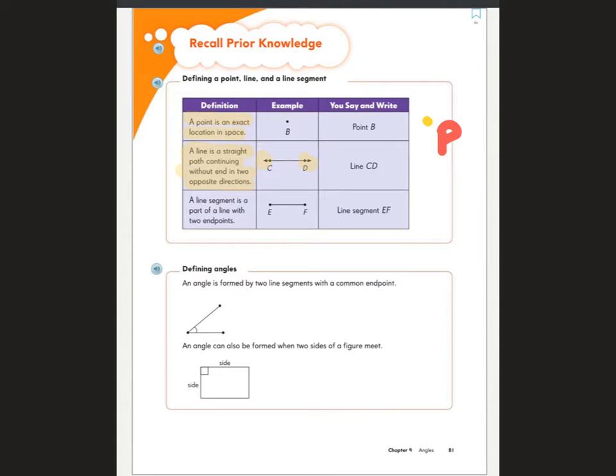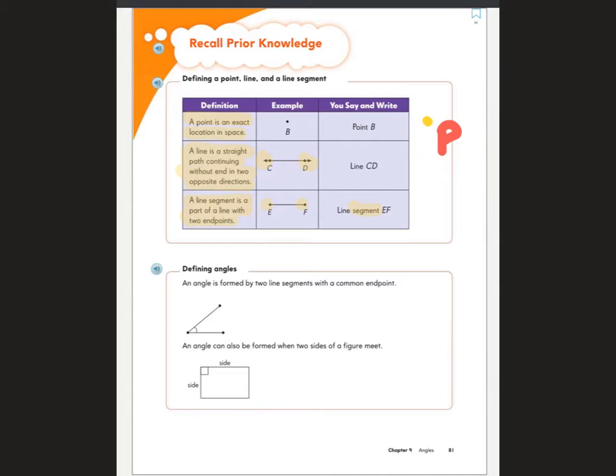Lastly, we have a line segment. This is different from a line. If you look at the definition, it says a line segment is a part of a line with two endpoints. So if you look at our example, you'll notice that line segment EF does not have those arrows on the end anymore. It just has 2 points. Those show that this is just a part of a line. Remember, the word segment is a synonym for part or a piece of. So EF does not continue on in those directions forever and ever. It's just a part of a line.